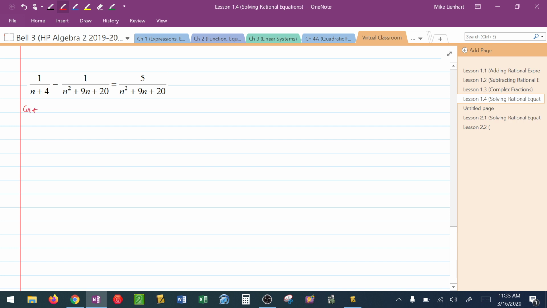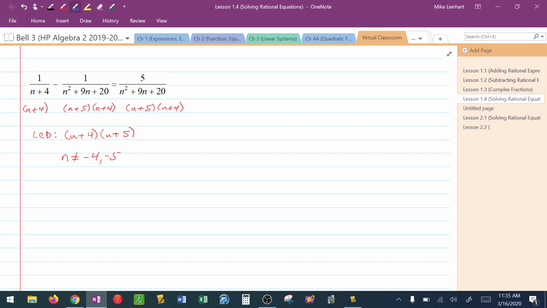I've got a denominator of n plus 4. The second one factors to n plus 5 times n plus 4. And the third one factors the same way, n plus 5 and n plus 4, which tells me I have an LCD of n plus 4 and n plus 5. Okay? That tells me that I have a restriction where n cannot equal negative 4 and negative 5.